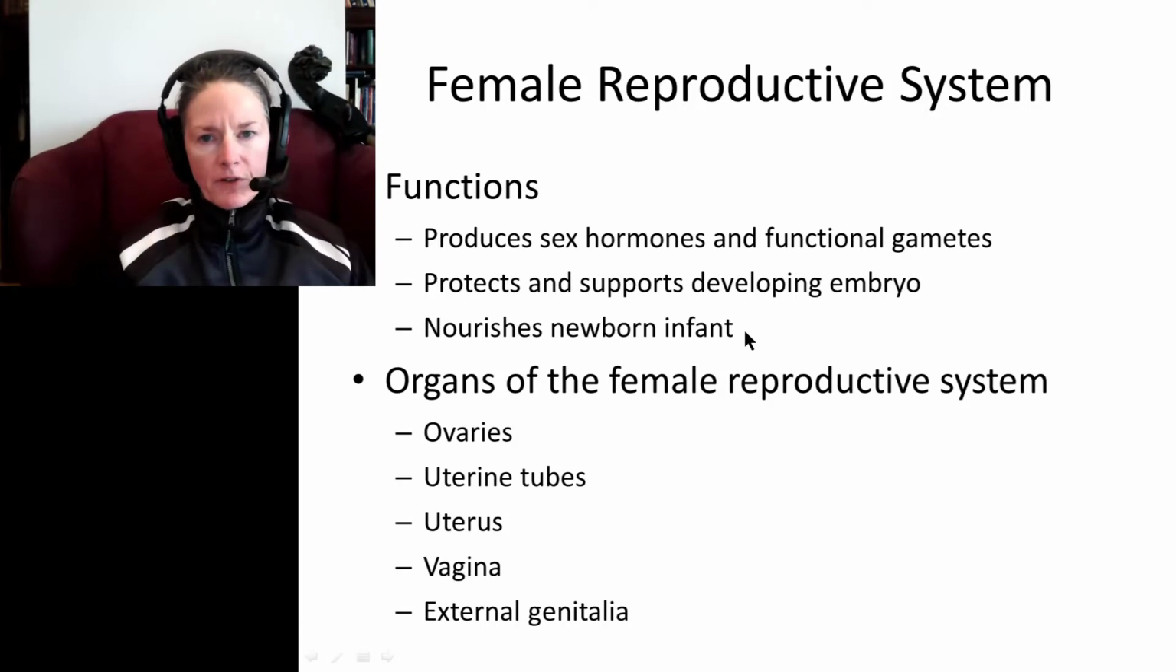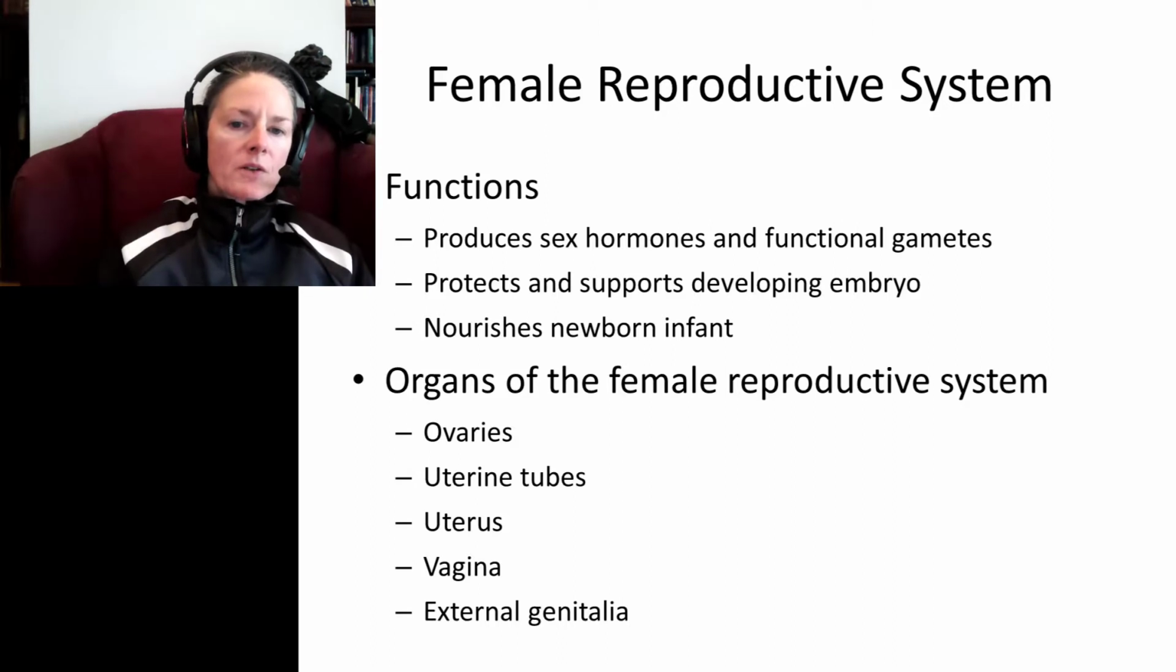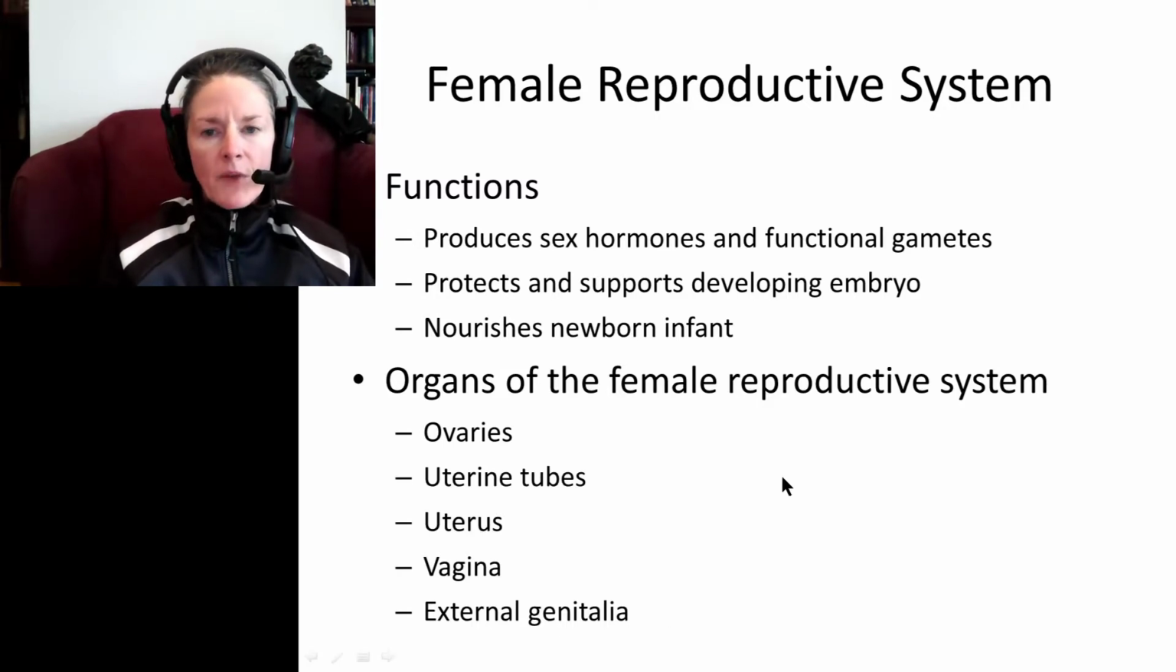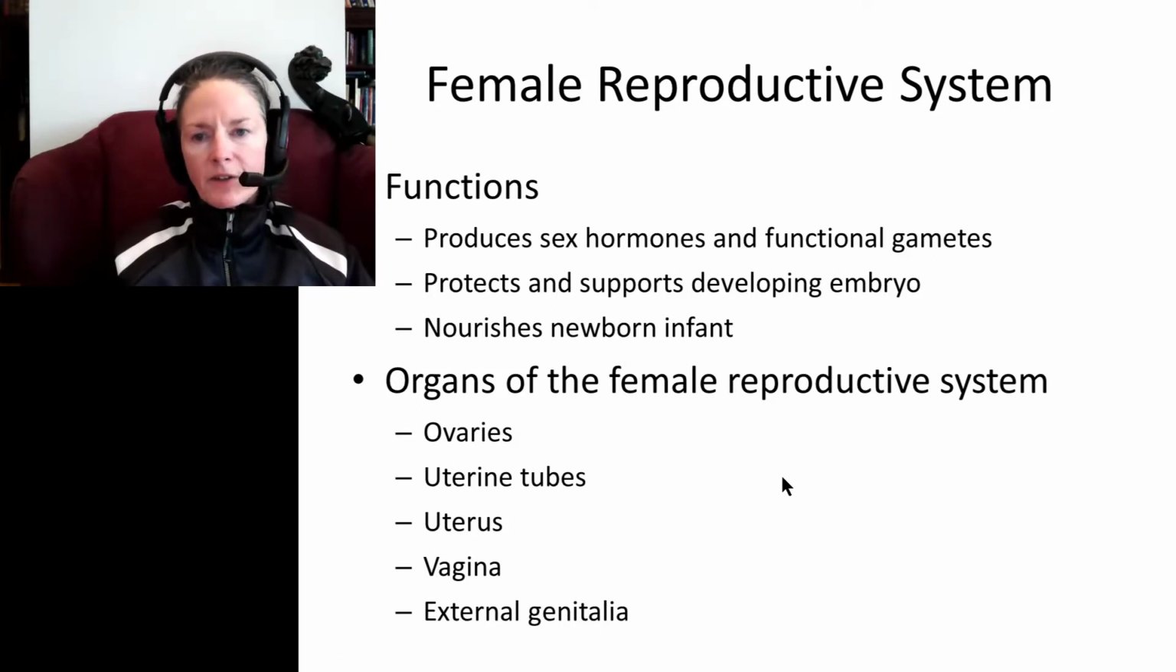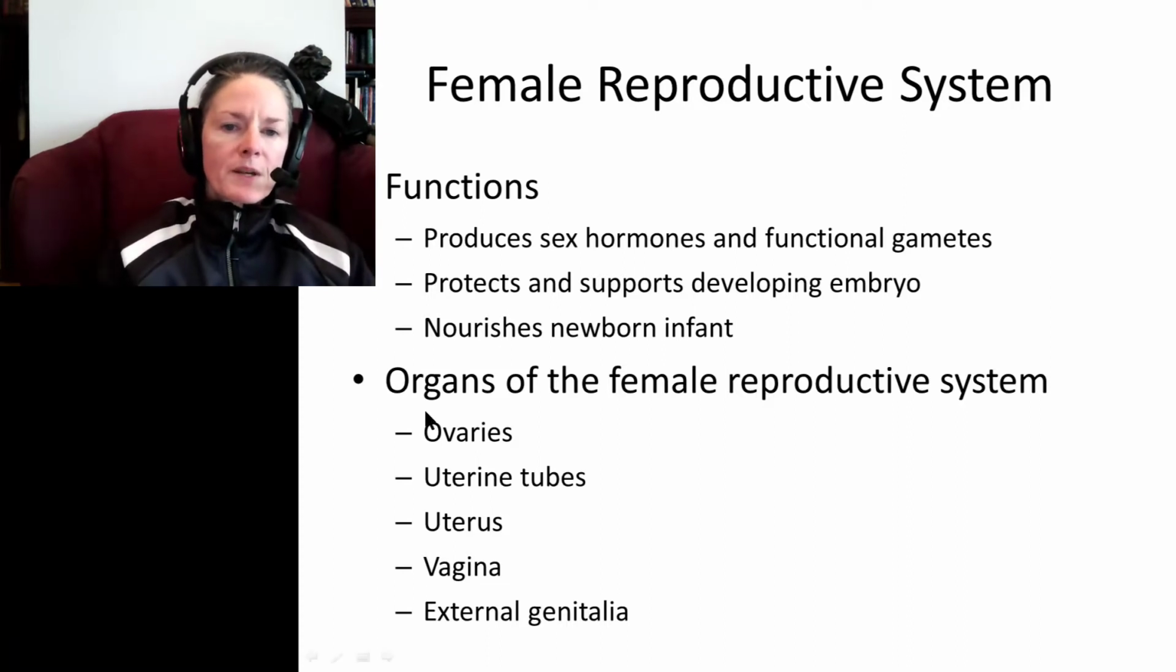Now, after the infant is born, we also have to have a way to feed it. And so while the organs of the female reproductive system proper are these: the ovaries, uterine tubes, uterus, vagina, and external genitalia, we will also be considering breasts in this chapter as well, because before we had infant formula and bottles, this certainly was the only way to feed the babies. So we'll be considering all of these within the female reproductive system, and we will start with the actual gonads, which will be our ovaries that produce the gametes, and then all the other structures.